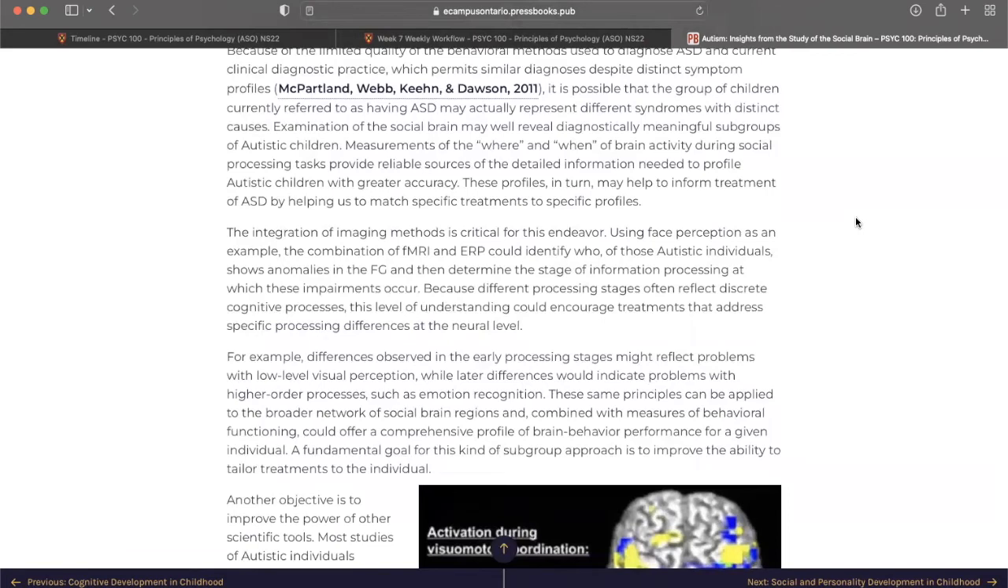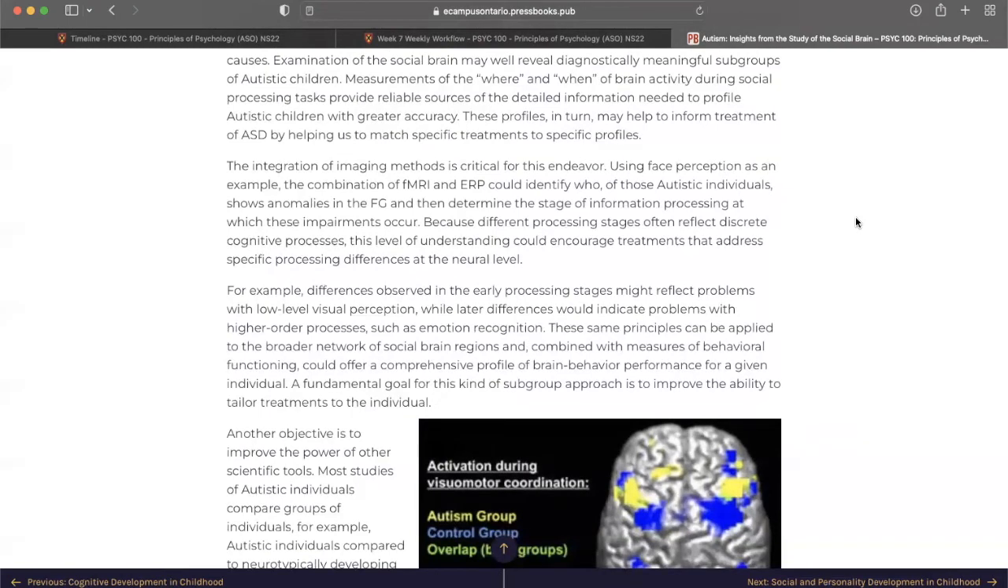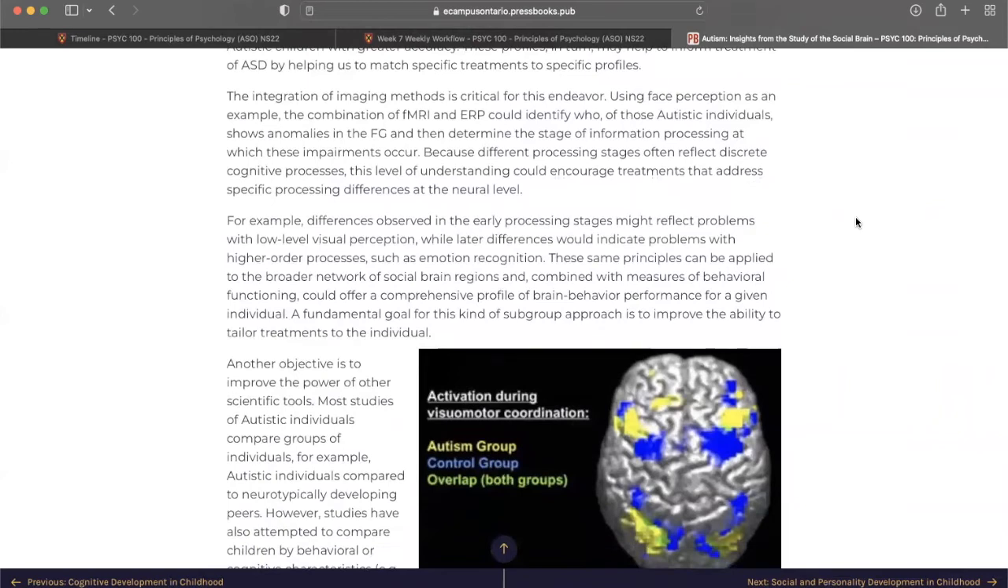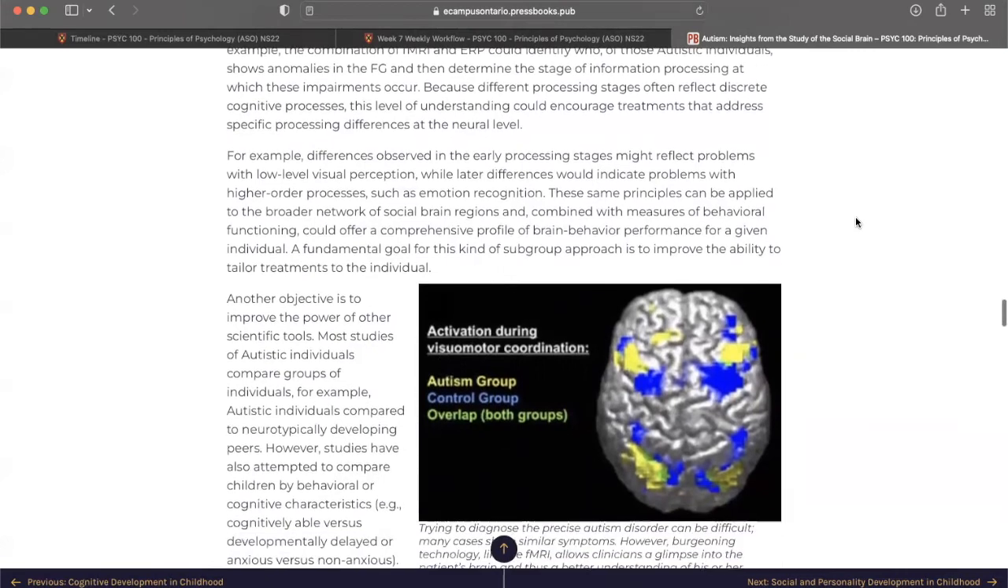These profiles, in turn, may help to inform treatment of ASD by helping us to match specific treatments to specific profiles. The integration of imaging methods is critical for this endeavor. Using face perception as an example, the combination of fMRI and ERP could identify who of those autistic individuals shows anomalies in the FG and then determine the stage of information processing at which these impairments occur. Because different processing stages often reflect discrete cognitive processes, this level of understanding could encourage treatments that address specific processing differences at the neural level.